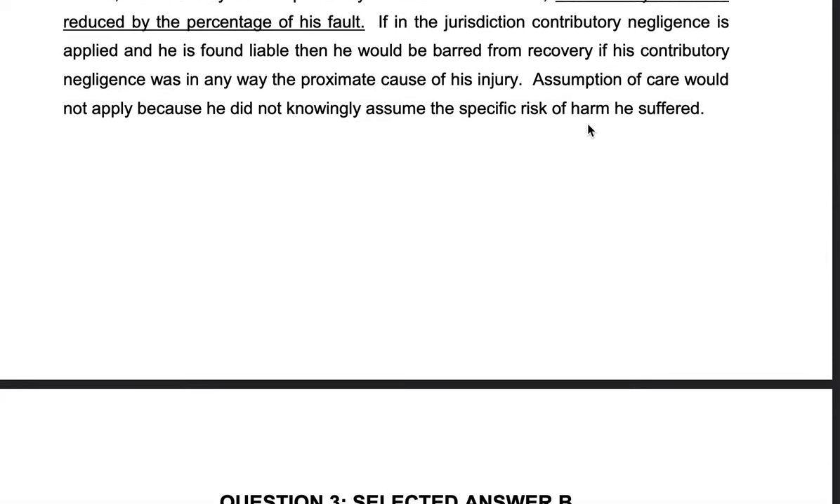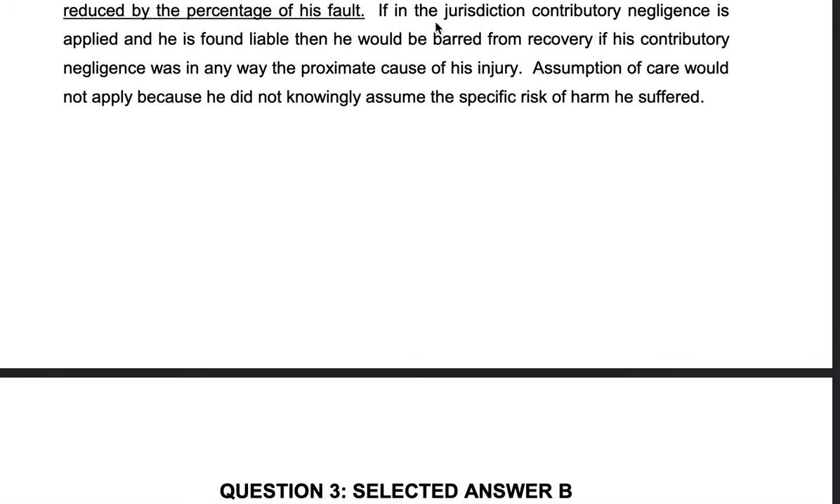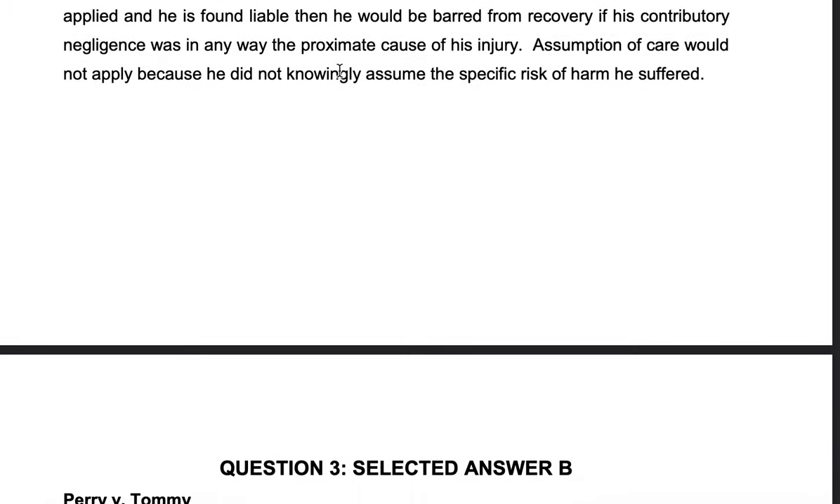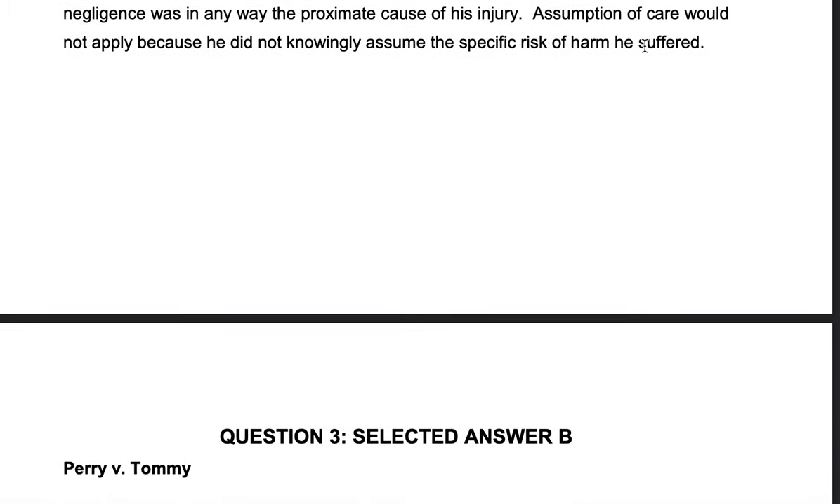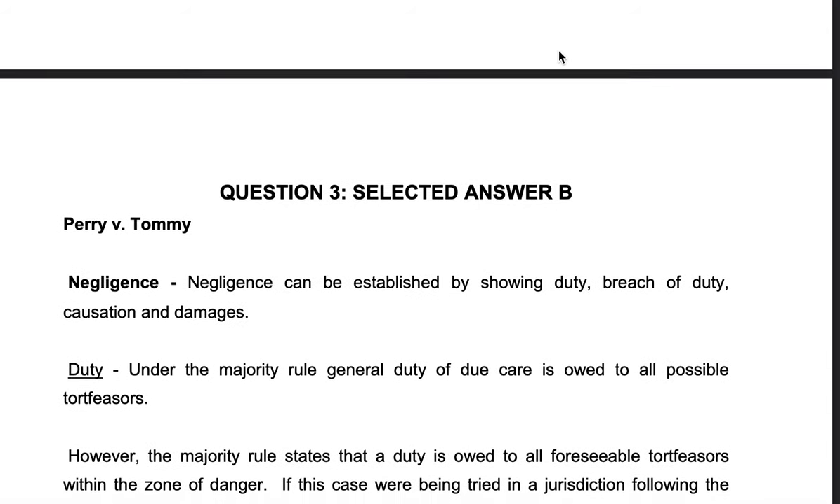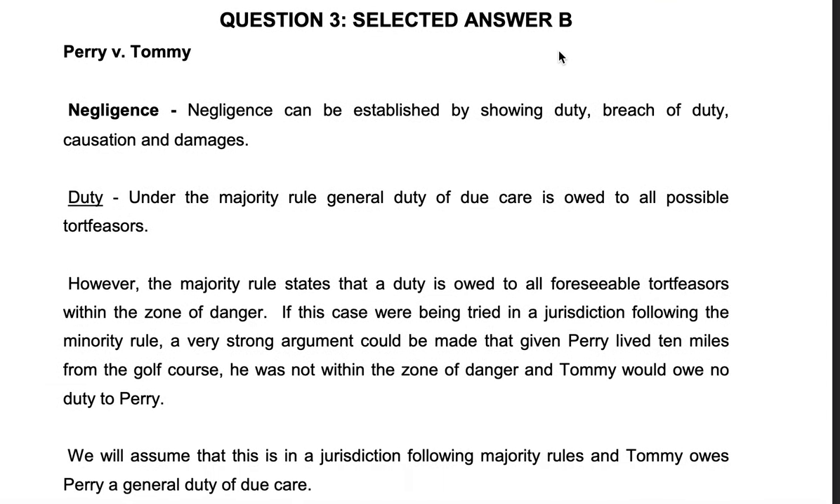Now, this person underlined it for the convenience of the reader, and that might be quite a feat because it looks like their answer is a full 5 pages long. Anyway, it says, if in the jurisdiction contributory negligence is applied, he's found liable. He would be barred from recovery if his contributory negligence was in any way the proximate cause of his injury. Assumption of risk would not apply because he did not knowingly assume the specific risk of harm he suffered. Now, that's very wordy. Okay, let's look at the other answer.